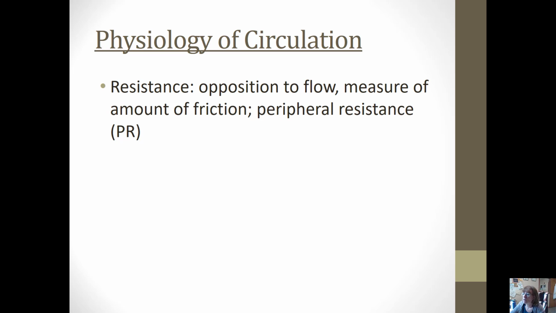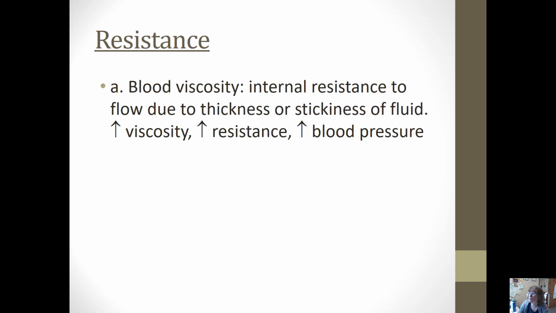One of the things that helps us to create differences in pressure is resistance, or peripheral resistance. And this is the opposition of flow. It can also be a measure of the amount of friction, and like I said, we call it peripheral resistance. So there are several factors that determine peripheral resistance.